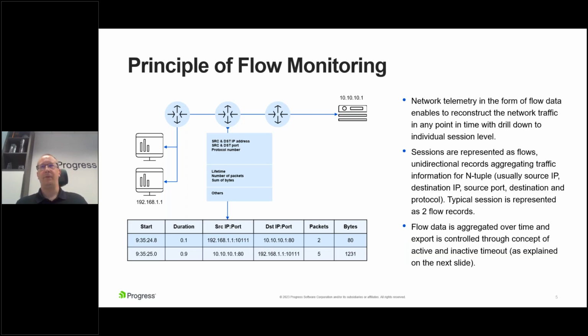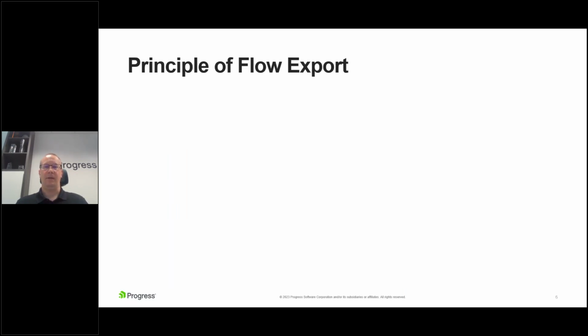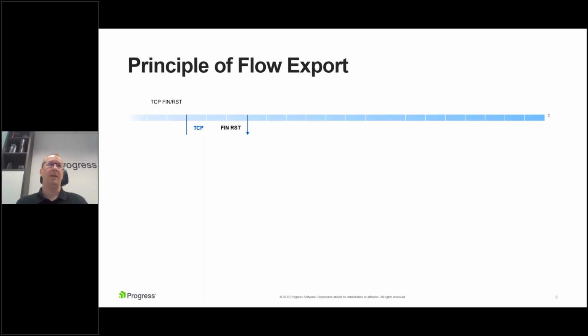There is an important concept called active and inactive timeout that controls how the data is actually being exported from the flow cache to the collector that is then processing, aggregating, visualizing, and analyzing the data. So these active and inactive timeouts are important to be notified about the network traffic in a timely manner. What I mean by that is that in case of standard TCP sessions, when the session is terminated, then the flow record is being exported to the collector.